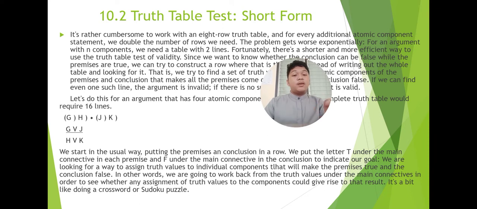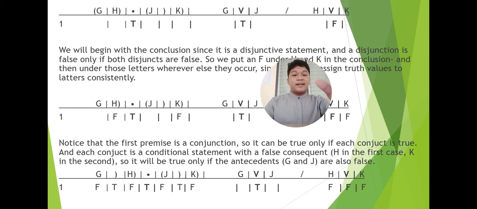So, we are looking for a way to assign truth values to individual components that will make the premises true and the conclusion false. In other words, we are going to work back from the truth values under the main connectives in order to see whether any assignment of truth values to the components could give rise to that result. It's a bit like doing a crossword or Sudoku puzzle.